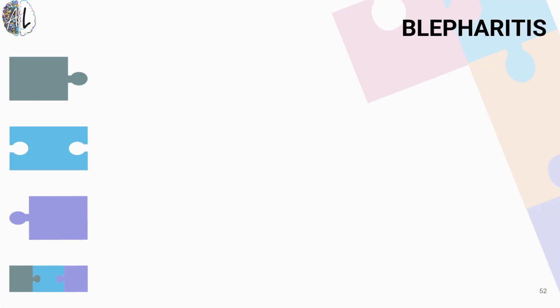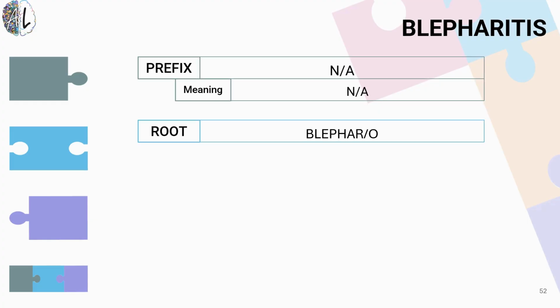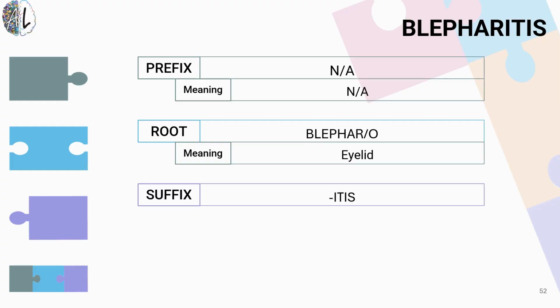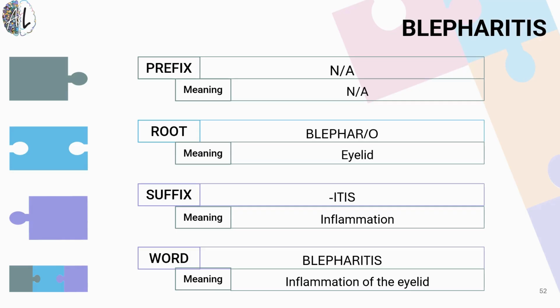Okay, so in the term blepharitis, there is no prefix. The root term here is blepharo, which referred to the eyelid, which is what we were picturing on the previous slide. The suffix is itis, which refers to inflammation. And so the term blepharitis is officially defined as inflammation of the eyelid.